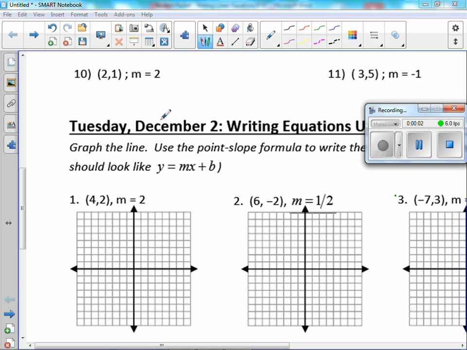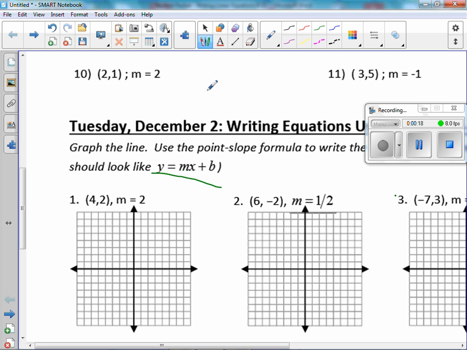Okay, today's homework, Tuesday, December 2nd, should be very easy for you because we did graph some today in class. But if you were in my afternoon class, you didn't experience this. So let's go through this one more time.